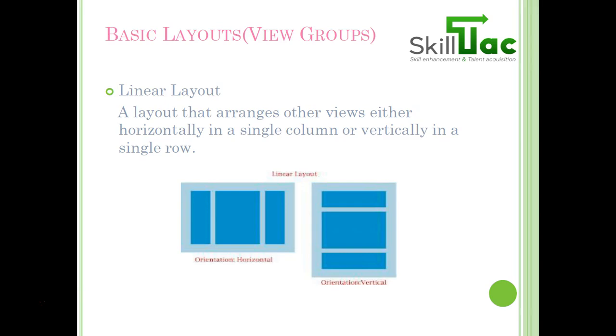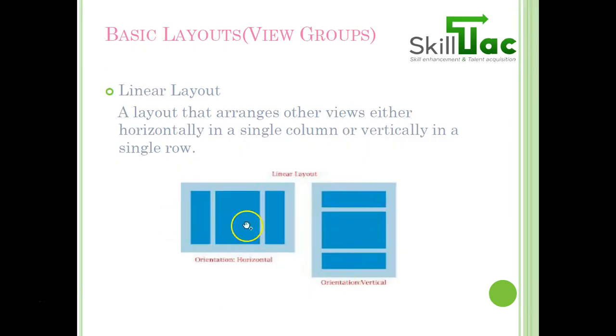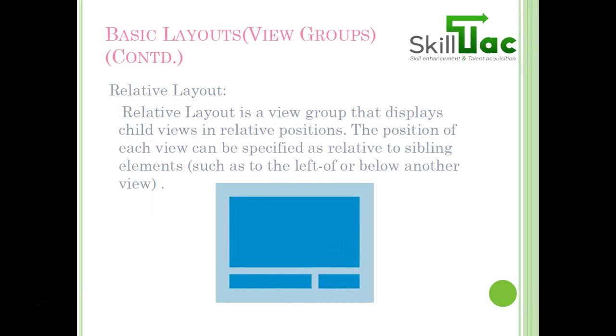It's either horizontal or vertical; it cannot be both in a single layout. Let's suppose we have three views here. If we keep our views inside a linear layout in the horizontal direction, then our three views will also come in the horizontal direction only, and the same goes for vertical. This is a vertical linear layout, and if we keep our views inside it, they will be placed vertically only: 1, 2 and 3.